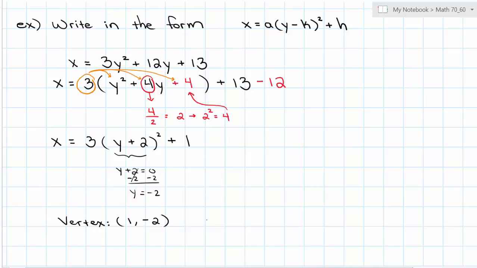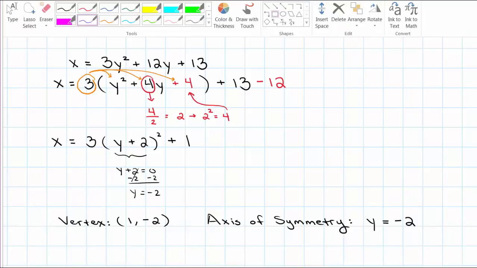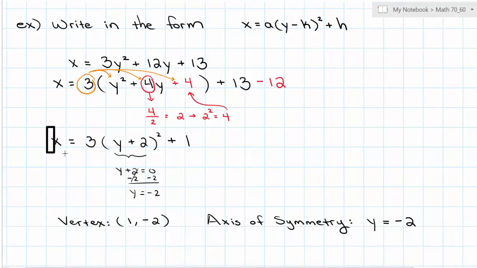If I wanted to write down the axis of symmetry for this, the axis of symmetry is going to be y equal to -2. The final answer for this problem, this is what we were looking for. So I'm just going to go ahead and put a box around that to make sure that's clear, that that's what we were originally looking for. But we are able to find a lot of other information from looking at this equation.